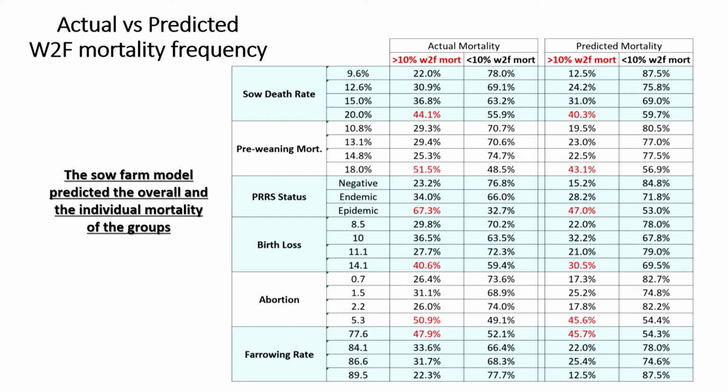And the model, the right column, is the same thing, but with the mortality predicted by the model. So when they had an epidemic PRRS status, we can see that the model predicted 47% of wean to finish mortality. So not exactly the same, but following the same trend, similar.